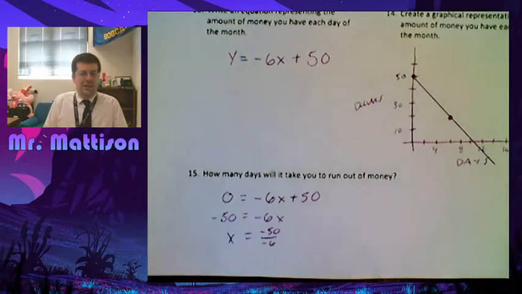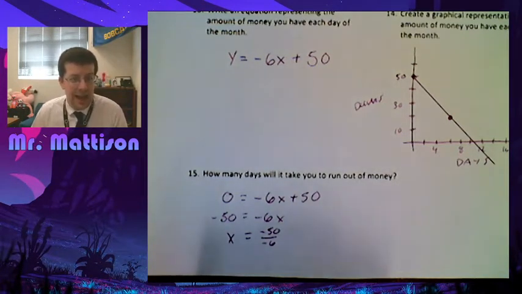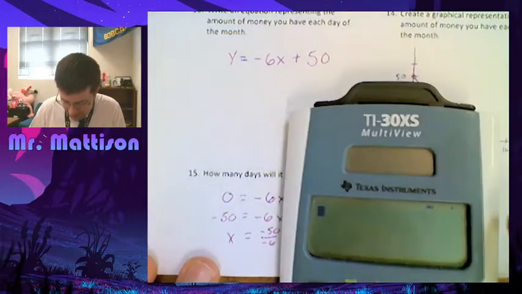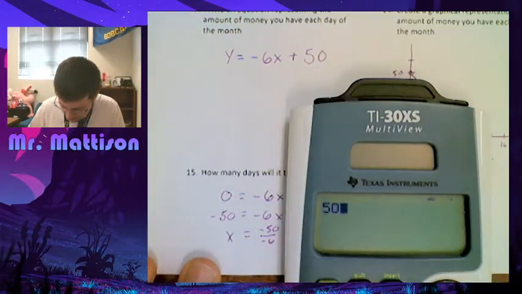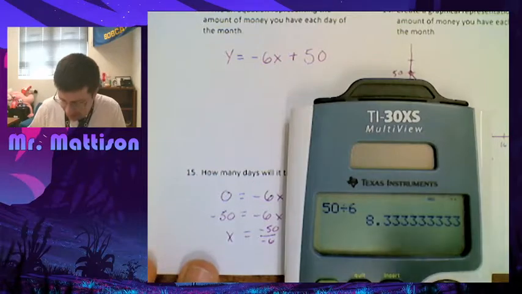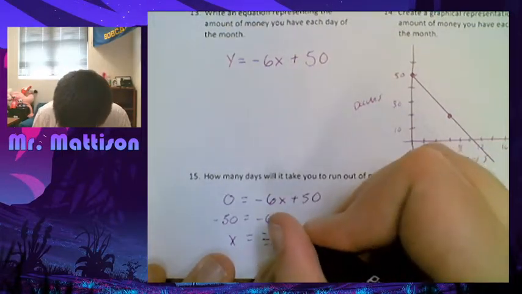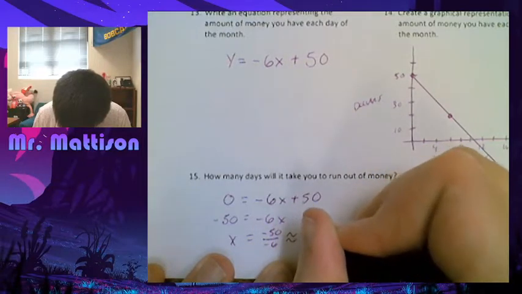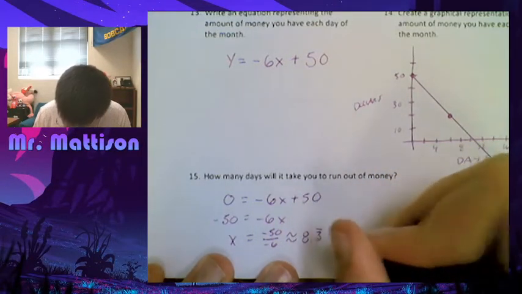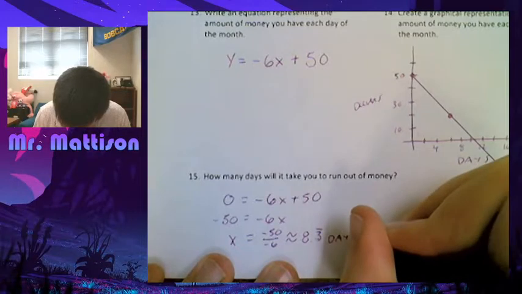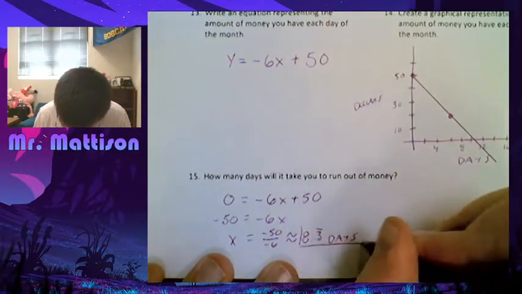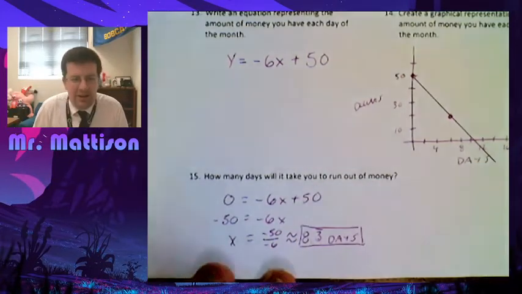And that's not really a fraction that we want to leave things in. We probably don't want our answer as a fraction at all. So if I grab my calculator and just do 50 divided by 6, I get 8.333 days. Right? So that is going to be when I run out of money.